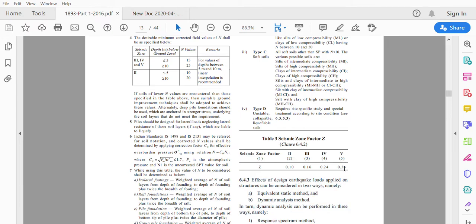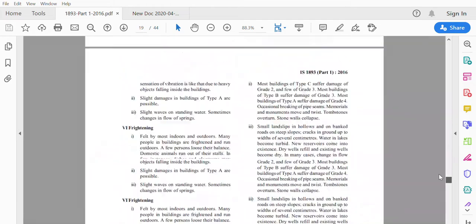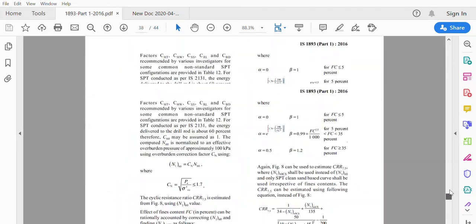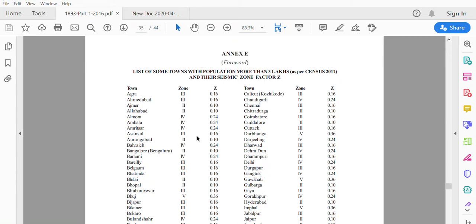Sometimes they will not mention which zone the building is located in. They will mention only the city or the town where the building is located. In that case, you have to refer to page number 36. Here, for each town, the Z value is given, and also which zone the town comes under is mentioned. For example, for the Bangalore region, the zone is zone 2 and the Z value is 0.1. This table should be referred to if they have not mentioned the zone.